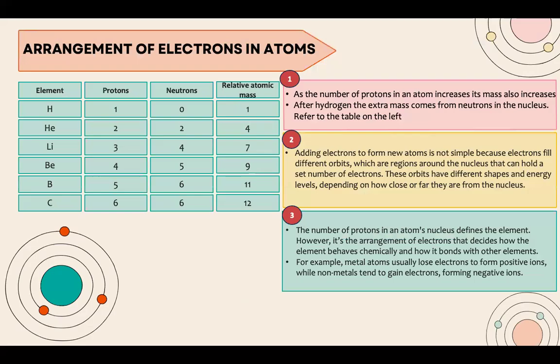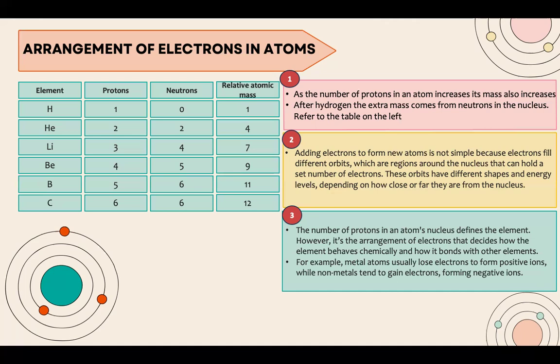Let's look into the arrangement of electrons in an atom. As the number of protons in an atom increases, its mass also increases. And after hydrogen, the extra mass comes from neutrons in the nucleus. Refer to the table on the left, where we have elements H, He for helium, Li for lithium, Be for beryllium, B for boron, and C for carbon.